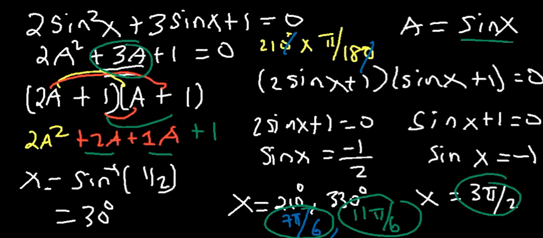Now, none of these answers differ by pi. So for each one, just add 2 pi n if you want to find all of the answers if we don't have a restricted domain.